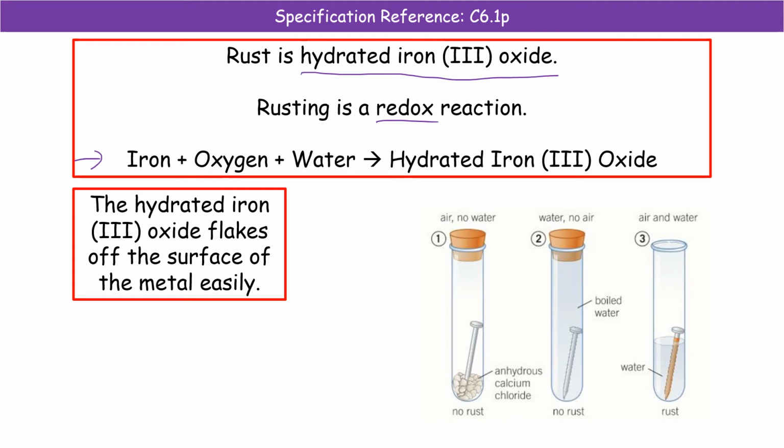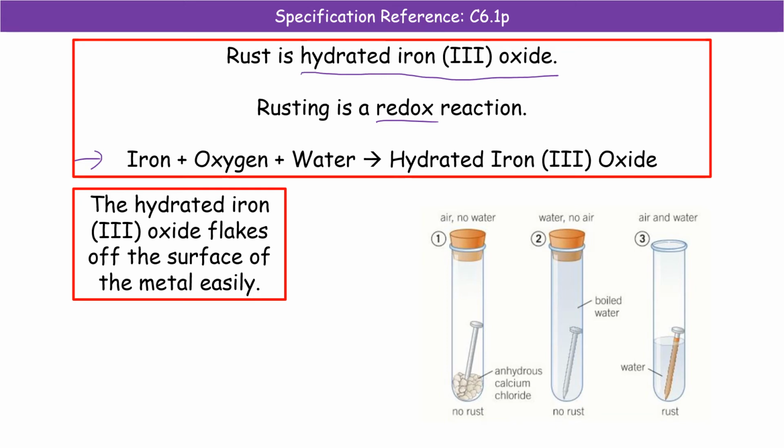The problem with rusting is that once we actually create the rust, it will flake off the surface really quite easily. And every time that rust flakes off the surface, it then exposes new iron to the surroundings. Therefore, they will then react with the oxygen and the water, creating more rust, and so on until the whole thing is basically just corroded away.